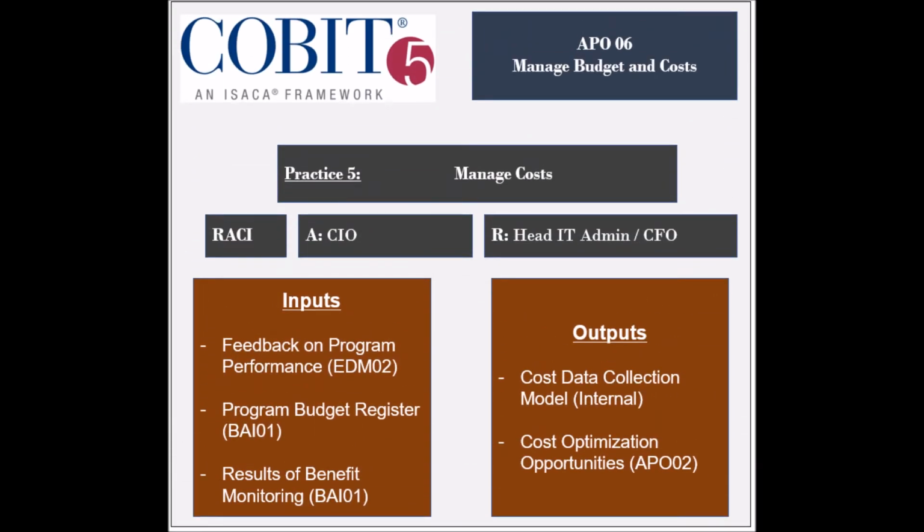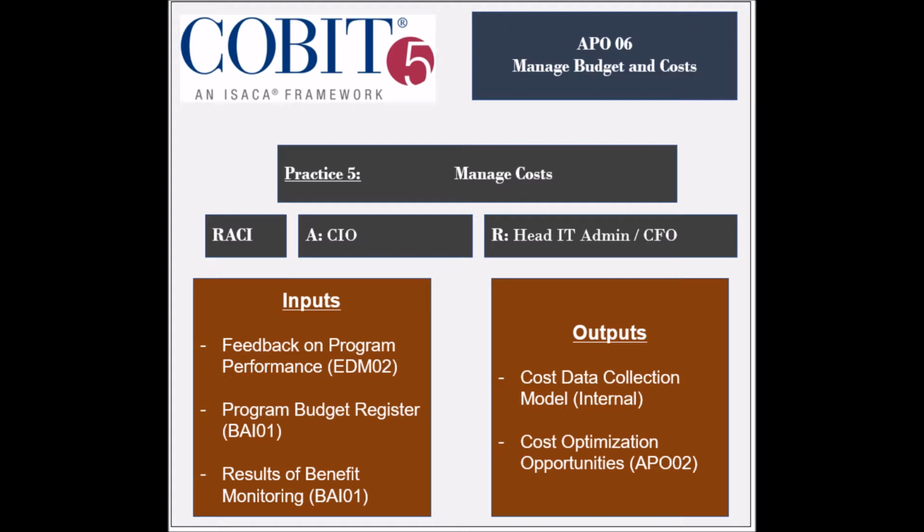The fifth and last practice is to manage costs. The entities that are responsible for this practice are the Chief Financial Officer and the Head of IT Administration, while the entity that is held accountable is the Chief Information Officer. The practice receives several inputs that include the Program Budget and Benefits Register, and the results of benefit realization monitoring, both from the BAI1 process.